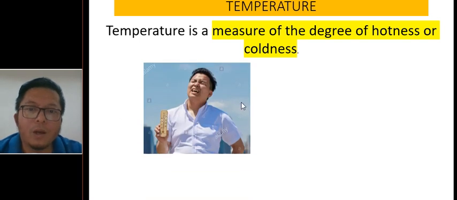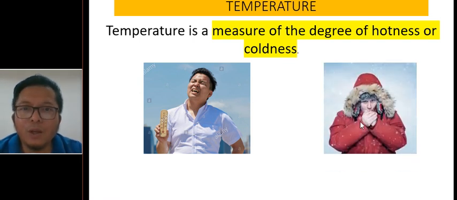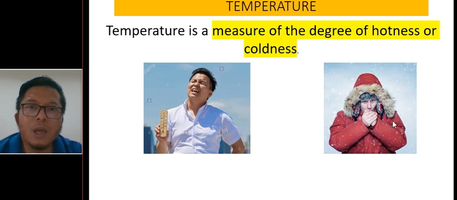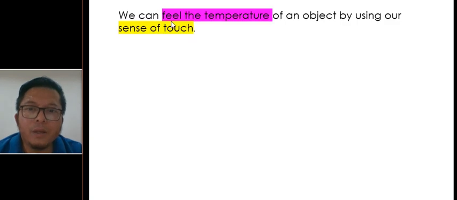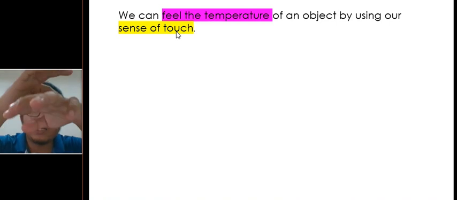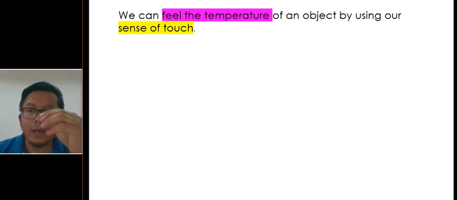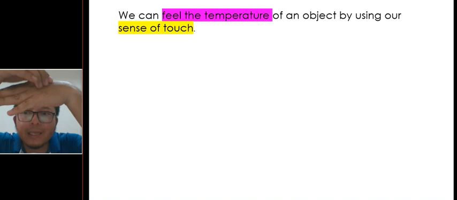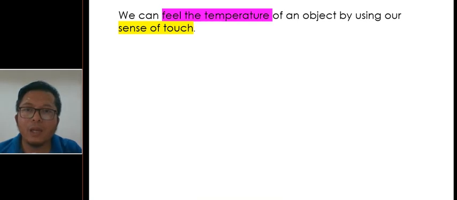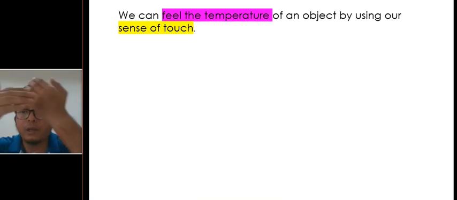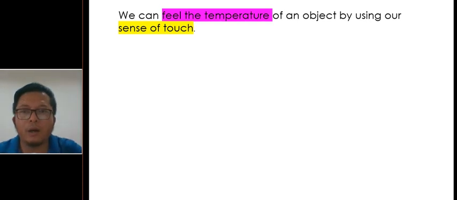Take a look. What does he feel? He feels hot, and this one would feel cold. So we would say the temperature here is hot and the temperature here is cold. We can feel the temperature of an object by using our sense of touch. We use our skin, not only our hand. Skin, remember, is all over us. We can feel hot here, we can feel hot here, we can feel hot here. Oh, it's hot, we can feel it here.